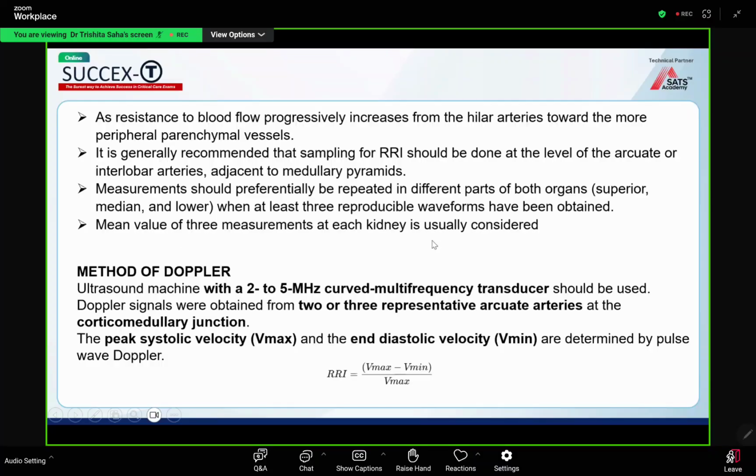The method of Doppler is, you should use an ultrasound machine with a 2 to 5 megahertz curved multi-frequency transducer. Doppler signal should be obtained from 2 or 3 representative arcuate arteries at the level of the corticomedullary junction. The peak systolic Vmax and the end diastolic Vmin are determined by the pulse wave Doppler. So RRI, as I have shown in the earlier slide, is Vmax minus Vmin, that is the peak systolic minus the end diastolic velocity, divided by the peak systolic.